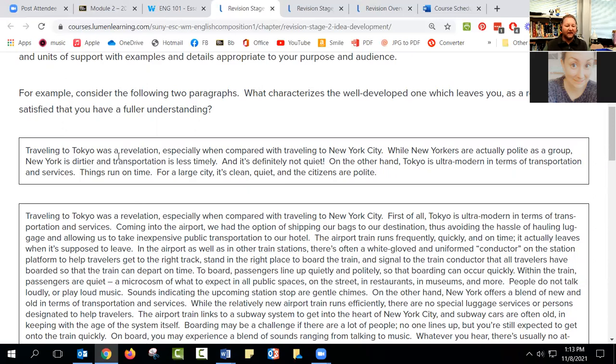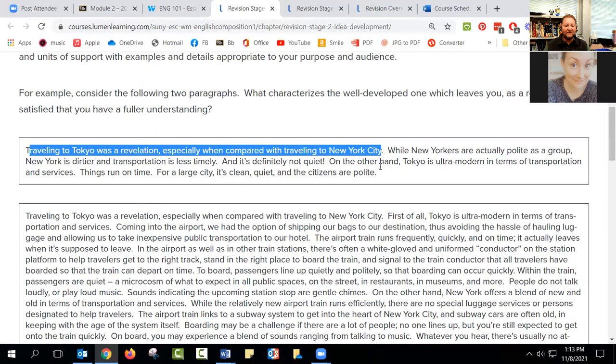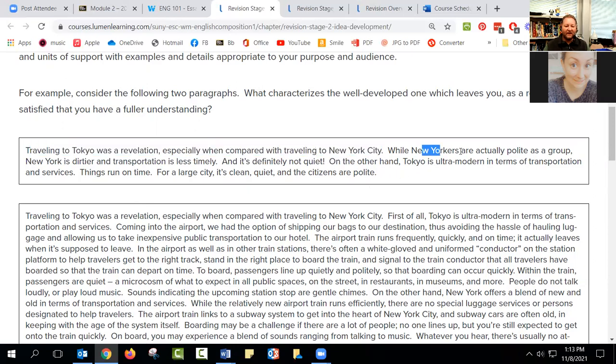So if I was doing a reverse outline for this, I would just have, Tokyo was a revelation, especially when compared with traveling to New York City. That'd be my topic sentence, right? Then I'd talk about New Yorkers being polite, New York being dirtier, New York transportation less timely, right? Not quiet. And then I'd have Tokyo, ultra modern transportation, things run on time, it's clean and quiet, and the citizens are polite, right? So I have a lot of the same kind of things in here, and that's okay because if the people are the same in New York as they are in Tokyo, nothing wrong with that, right?